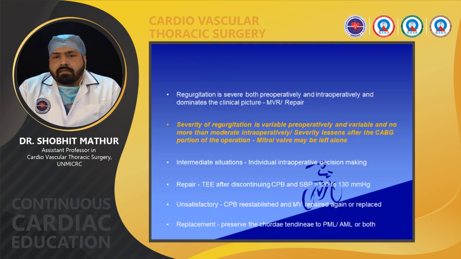If the regurgitation is severe, both pre-op and intra-op, and the regurgitation component of the disease is dominating the clinical picture, then the first choice is mitral valve repair, and the second choice is mitral valve replacement. If the regurgitation is variable, both preoperatively and intraoperatively, and severity lessens after the CABG portion of the surgery, then the mitral valve can be left alone. Intermediate situations, decisions have to be individualized.